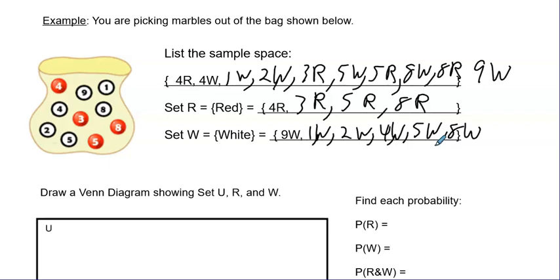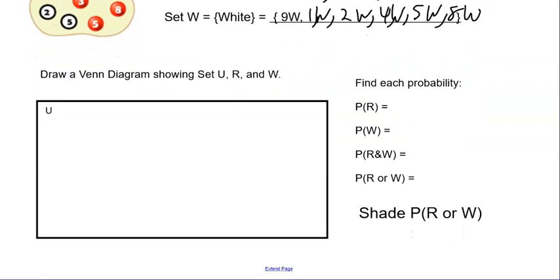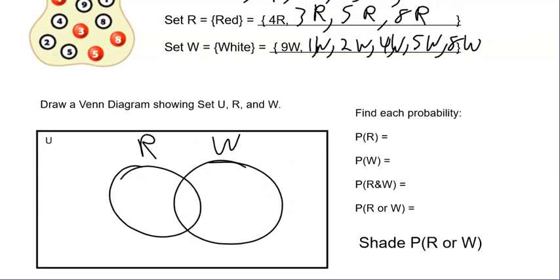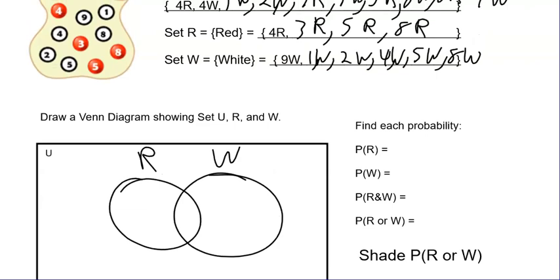Now, draw a Venn diagram showing set U, R, and W. U is the universal, so we're going to have red and white. Now, what numbers are in red and white? 4. There's red and white 4s. There's red and white 5s. And there's red and white 8s. Is there anything else that is red and white? Look carefully. It's very easy to miss stuff. Okay, now what's just red? Well, there's a 3. There's no white 3. And that's it. 3, 4, 5, 8's the reds.